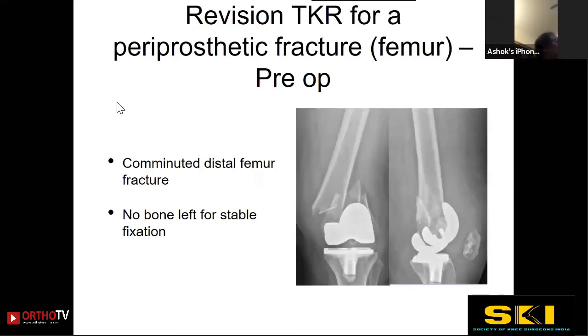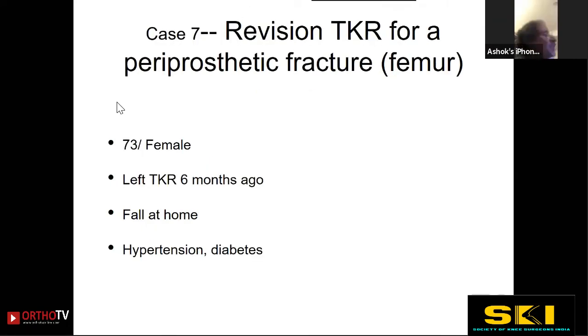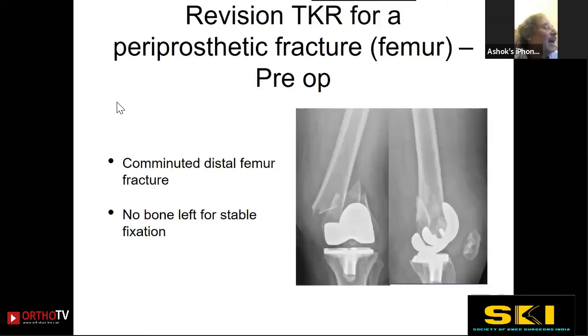This is a TKR done 6 months ago. One of my patients fell at home, hypertensive, and we got the X-rays. And this is really what she had. So this is a closed fracture, hemodynamically stable. There's literally pulverized bone, elderly patient, osteoporotic, osteopenic. Any takers? I think the choice is pretty much straightforward. Tumor prosthesis here, I think.